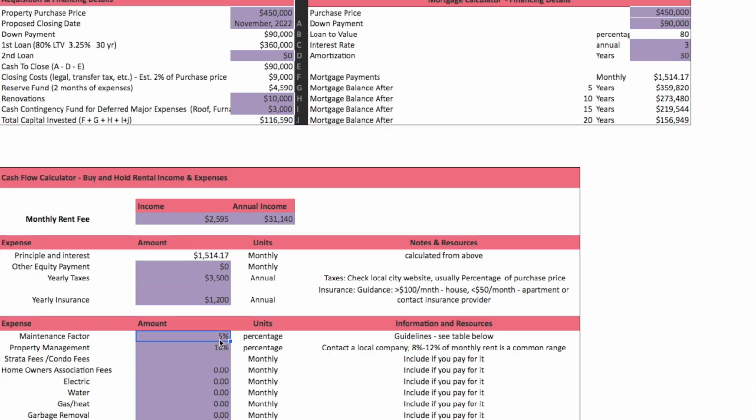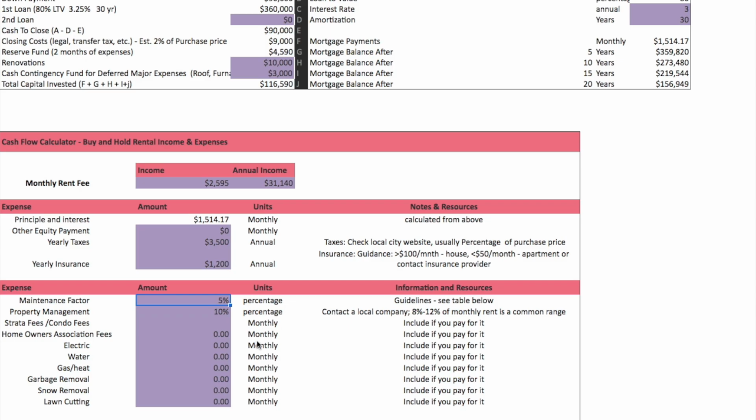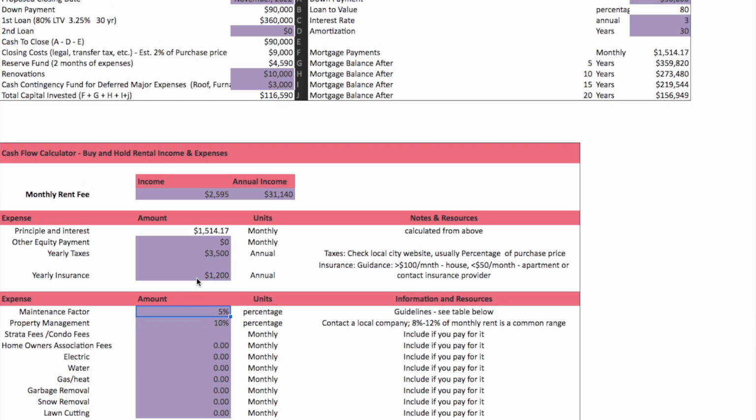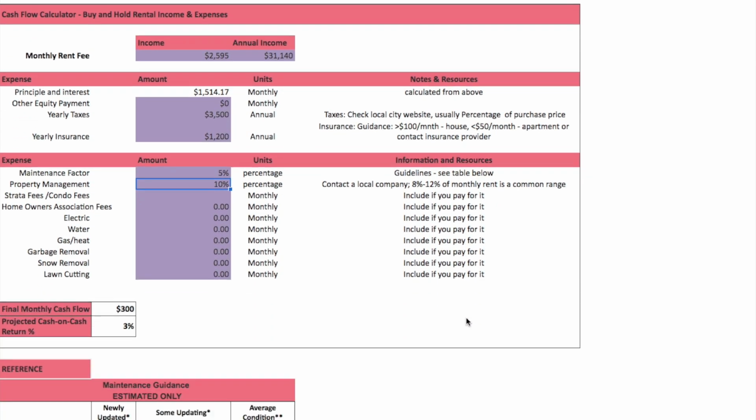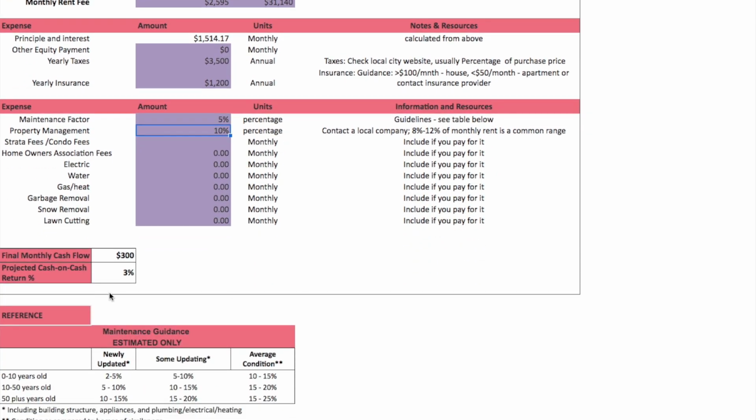Okay, the next part is maintenance. Okay, do not put zero. You're guaranteed to have some maintenance. So I always put in a percentage depending on the age of the home. Now, because this home is built in the late 1980s, early 1990s, it's actually not that old. And because I am going to do some renos, the maintenance factor should be very, very low. So I'm putting in like 5%, which is probably the bare minimum.